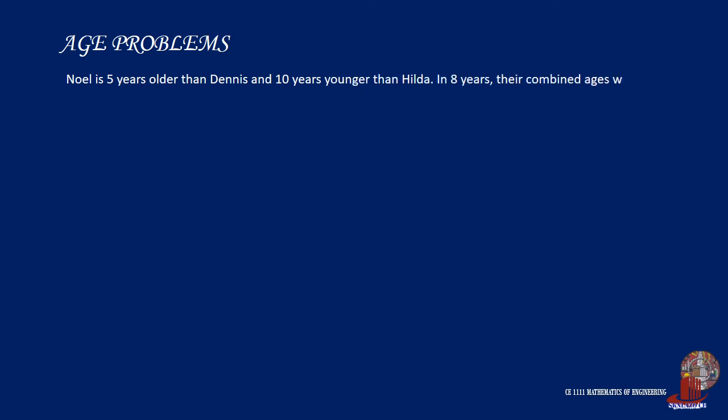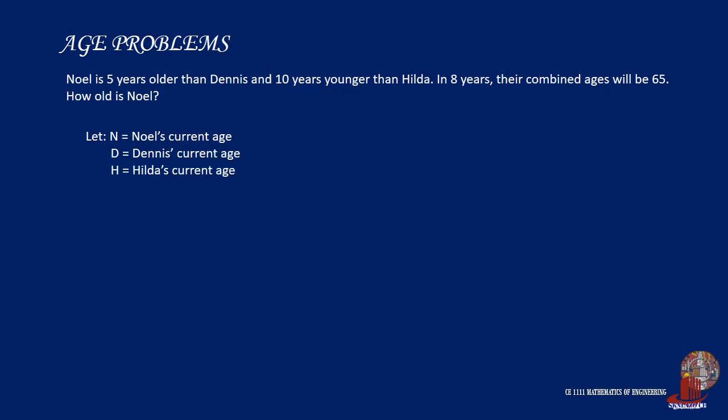Problem number 3. Noel is 5 years older than Dennis and 10 years younger than Hilda. In 8 years, their combined ages will be 65. How old is Noel? Let us denote N for Noel's current age, D for Dennis, and H for Hilda's. At present, Noel is 5 years older than Dennis, so N is equal to D plus 5. And extracting D from the equation, we get D is equal to N less 5. Let us call this equation 1.